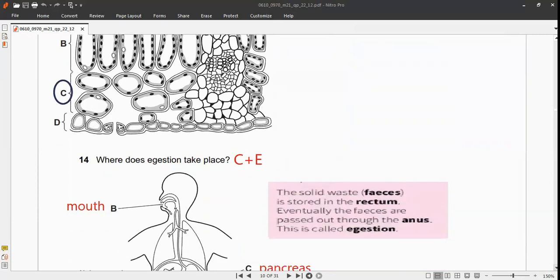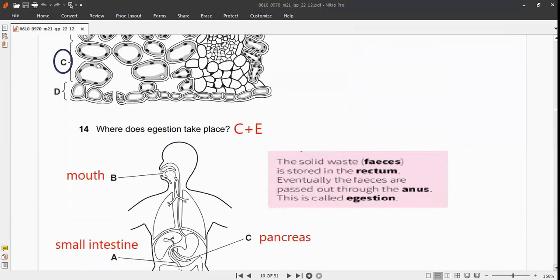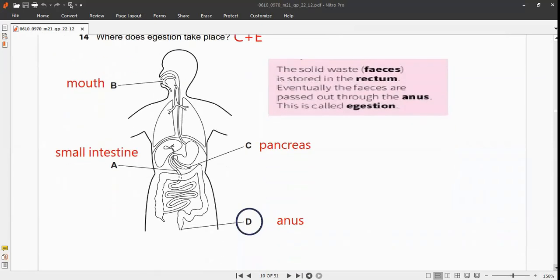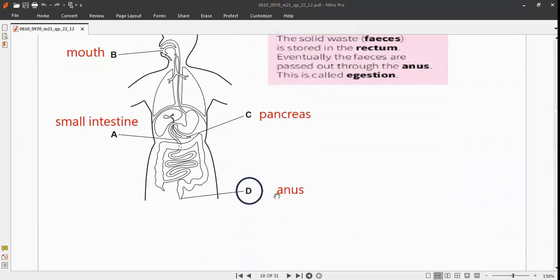Number 14. Where does digestion take place? Okay. The solid waste feces is stored in the rectum. Eventually, the feces are passed out through the anus. This is called egestion. So the correct answer is D, the anus.